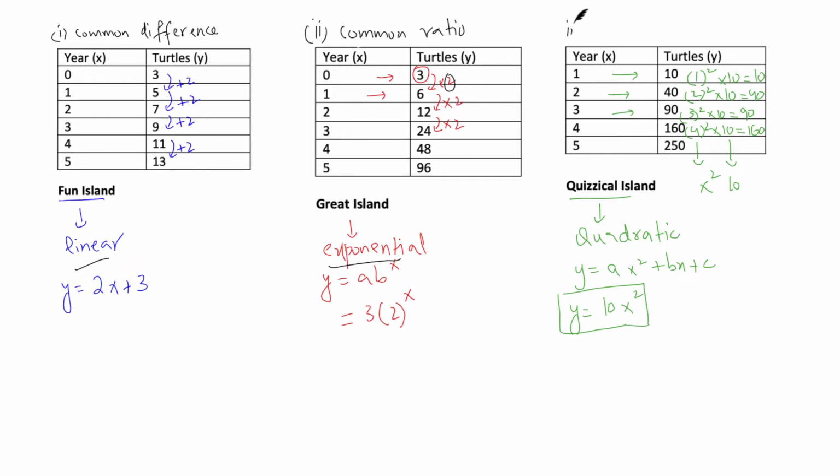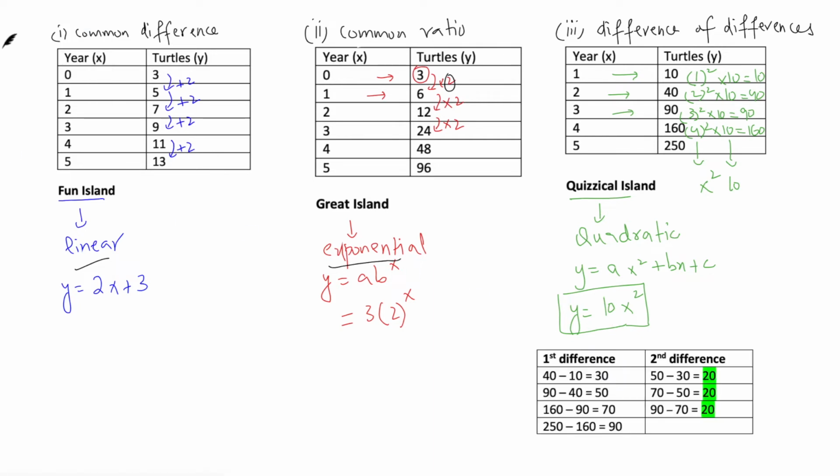Lastly, how do you identify a quadratic equation? The first hint is to identify the difference of differences. This gets a little tricky, but if you identify this, you are done. Difference of differences. What does that mean? I have drawn a table for you. Let me show you that. Look at this. So what you do is you first take the difference of these values.